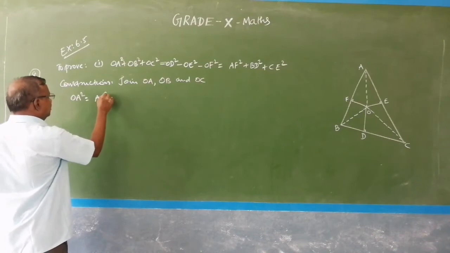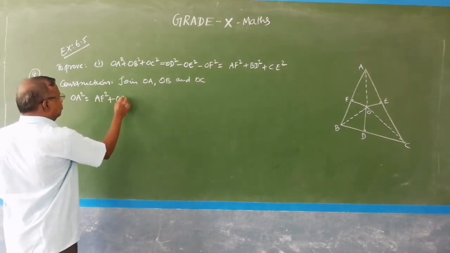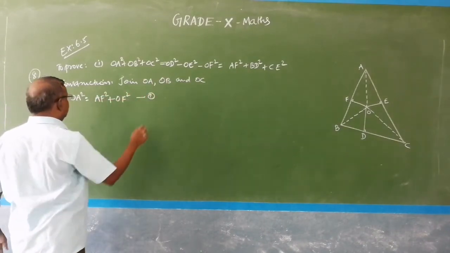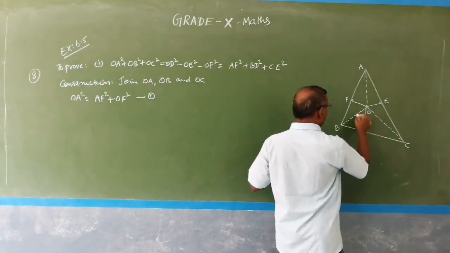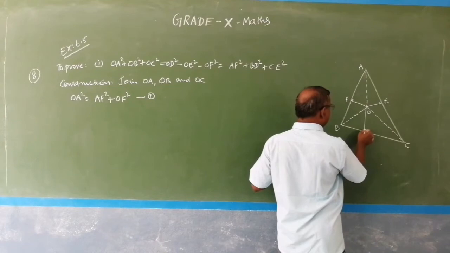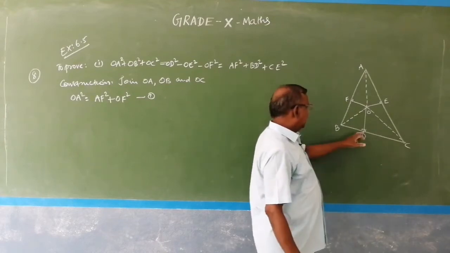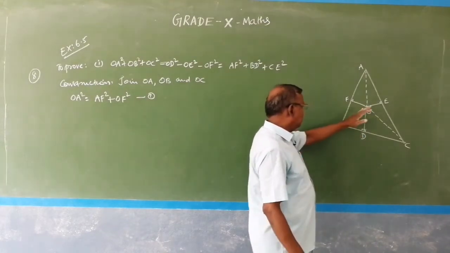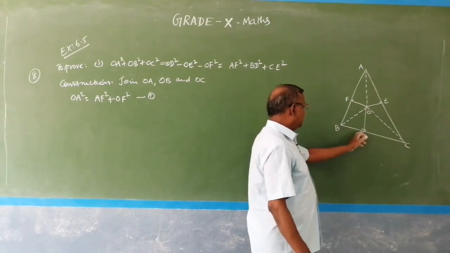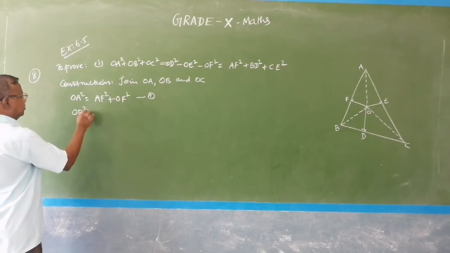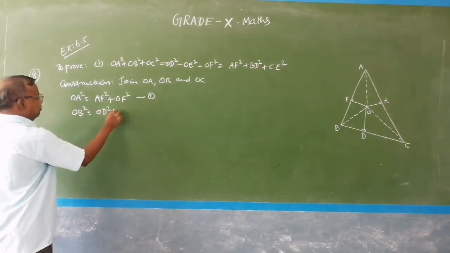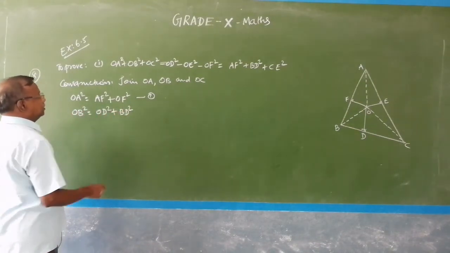AF square plus OF square, say this is 1. And in triangle OBD, here the angle D is 90 degrees, therefore OB must be the hypotenuse. So OB square equal to OD square plus BD square. Say this is 2.